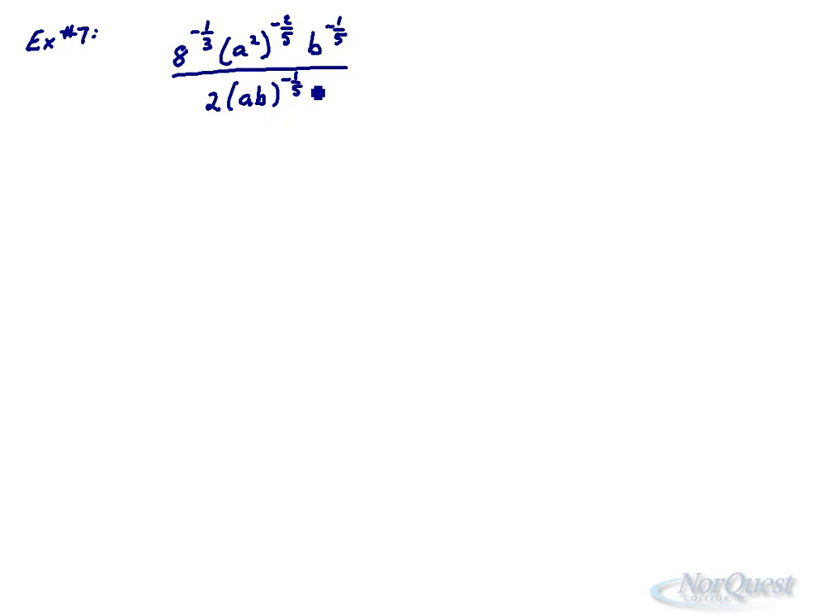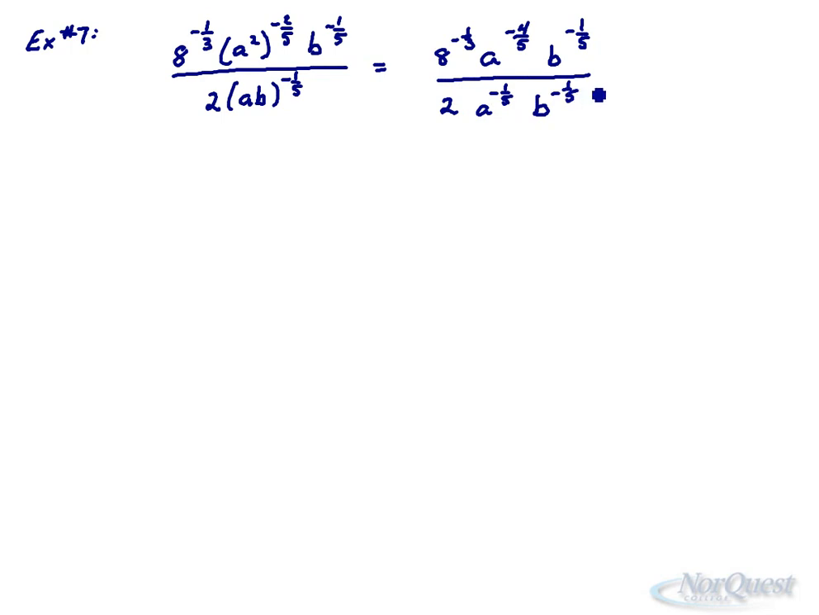Well, the first thing we should do is go do power of a power. So we can write this as 8 to the negative 1/3. A will be to the negative 2 times 2/5, gives you a to the negative 4/5. B to the negative 1/5. On the bottom, we get 2 a to the negative 1/5, b to the negative 1/5.